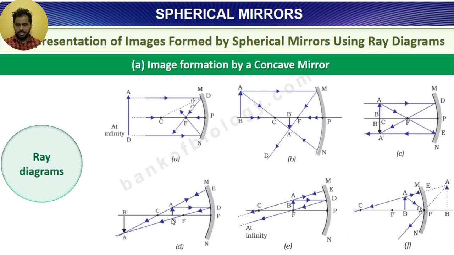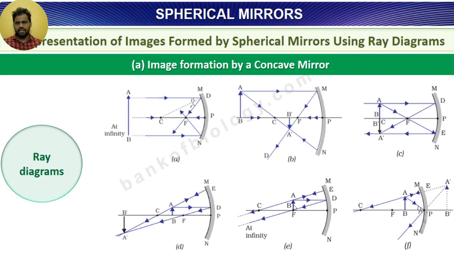Next we see the object is kept between the center of curvature and the focus. One ray hits the concave mirror and goes through the focus, and the other goes obliquely and goes backwards. So the image is formed behind the center of curvature, inverted, and it is larger in size.